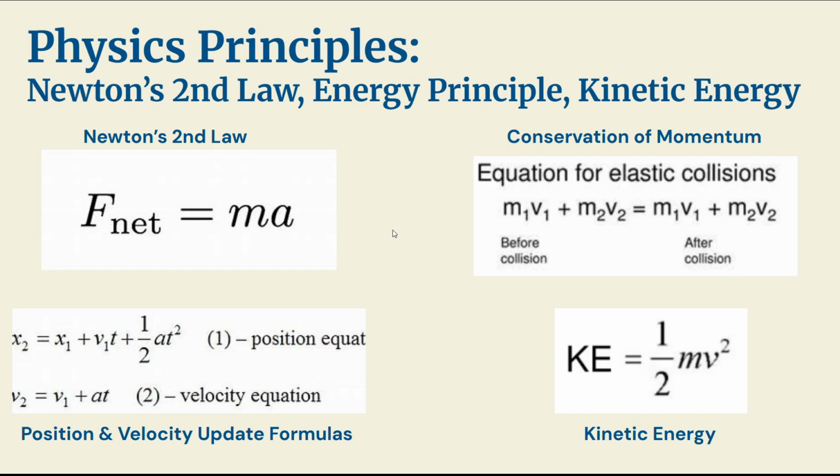So Newton's second law says that force is equal to mass times acceleration, and we use this in position and velocity update equations to examine the motion of particles. Conservation of momentum says that the total momentum before a collision is equal to the total momentum after a collision when the collision is elastic. And kinetic energy is calculated by 1/2 times the mass times the square of velocity.